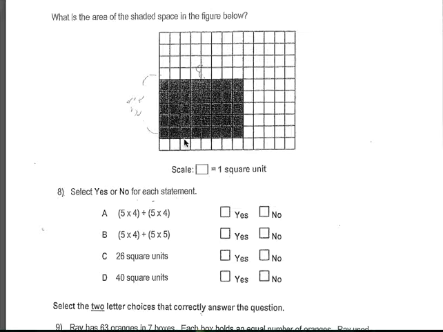Looking at this, what is the area of the shaded space? 5 times 4 plus 5 times 4. Is it yes or no? 5 times 4 divided by 5 times 5. Choose yes or no. 26 square units. Choose yes or no. And 40 square units. Choose yes or no. So you should have an answer for each one of those statements.